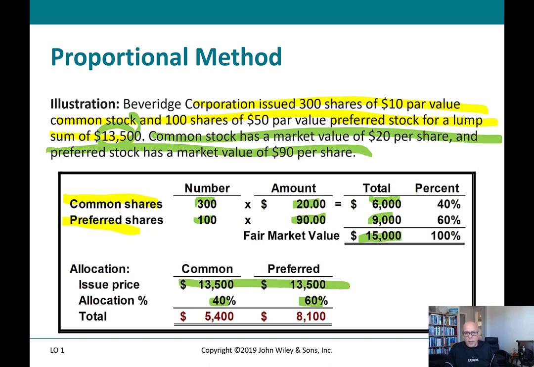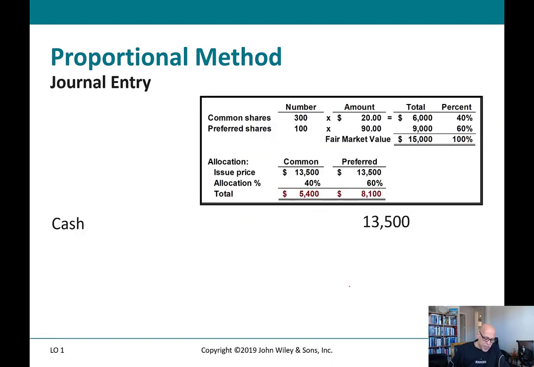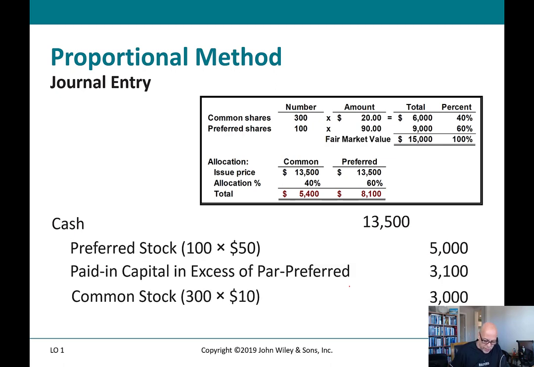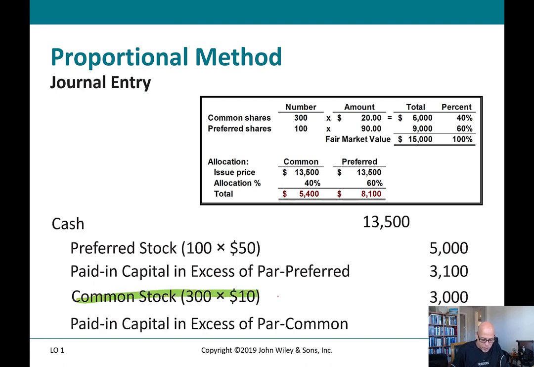And so we use those percentages, the 40 and the 60, multiplied by this total bucket of money, this 13,500 lump sum, and we allocate 5,400 to the common and 8,100 to the preferred. Then of course we have the 13,500 of cash coming in. The par value of the common shares was $10 per share, so we issue those for their par value. The preferred was $50 per share. Since we allocated 5,400 to the common, the amount over par goes to paid-in capital in excess of par, common, 2,400. For the preferred, we allocated 8,100, and we've already put 5,000 to the par, so the remaining 3,100 goes to additional paid-in capital. That to me seems like a very rational, accountant's way of going about this.